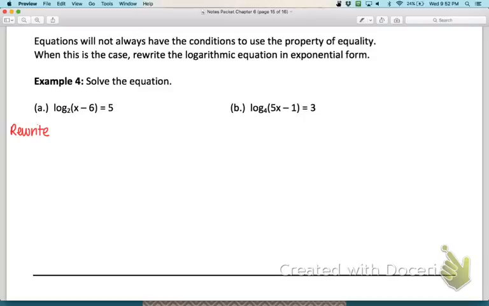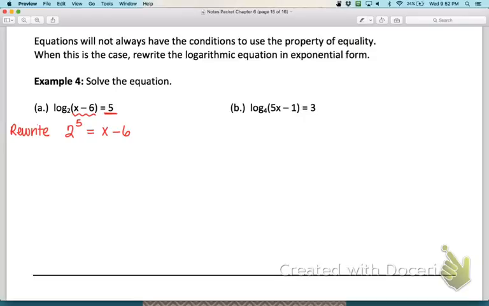Once again, when we go from log to exponential, the base is the base no matter what. So that means it's going to be 2. And then remember that logs equal exponents. So the exponent I'm going to use is 5. And then the leftover piece is what goes on the other side. So I get x minus 6. Now remember, the whole point of rewriting it is so that we can get the x out of the logarithm so we can solve it. So that should always end up on the opposite side of the equation.